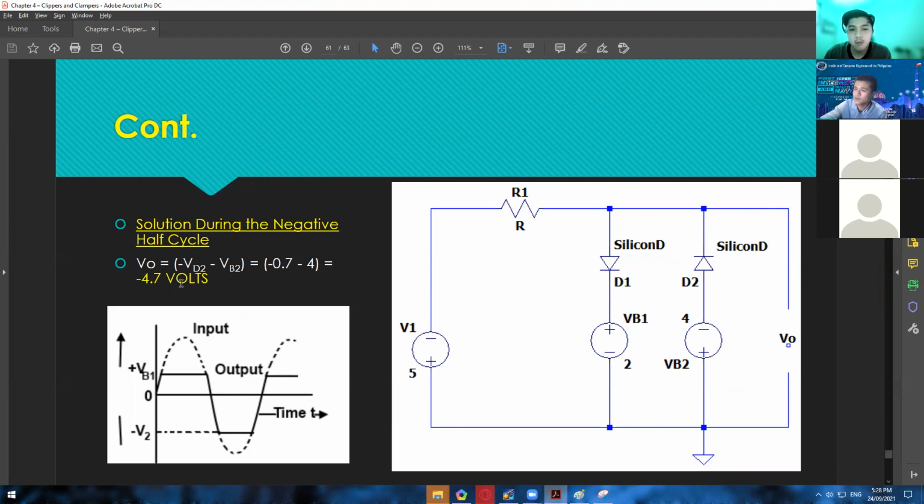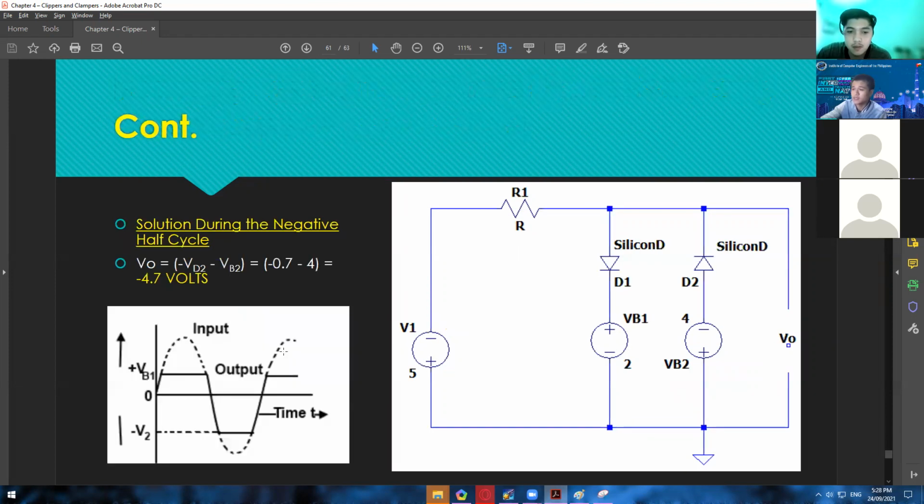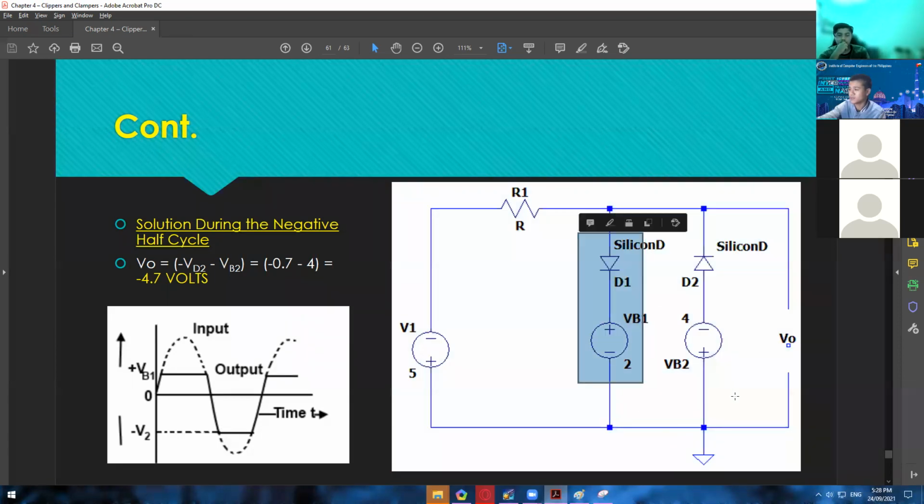So as a result, from 5 volts we only have a reading of 2.7 volts. And from negative 5 volts, we only have a reading of negative 4.7 volts. So both sides were clipped, right? Parang kung titignan niyo dito, wala nang reading mismo yung voltage input natin. Okay, ang naging basis na lang natin is this one.